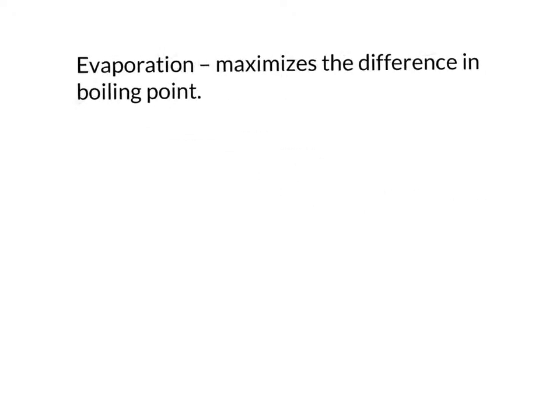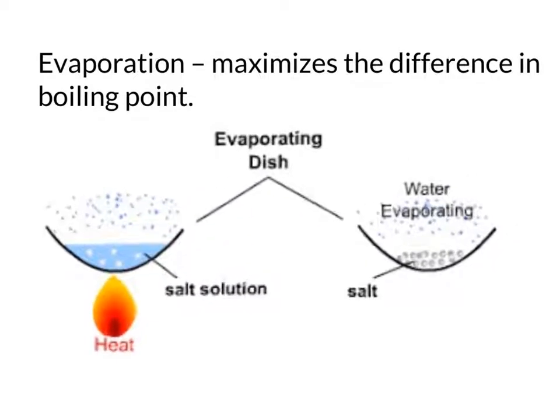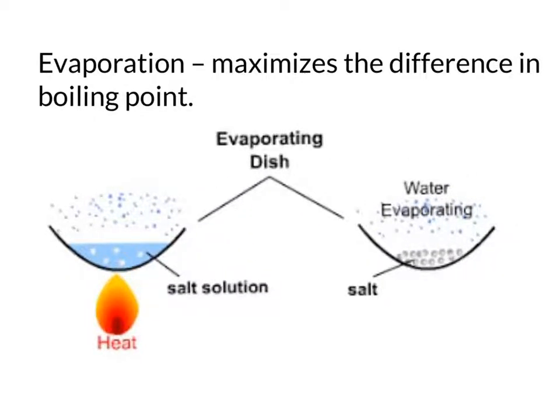Evaporation maximizes the difference in boiling point. Let's have another example. Example is a salt solution. Water has a lower boiling point compared to salt, or sodium chloride. Therefore, water is the first to boil and transform to gas, leaving the salt in the container as the water evaporates, as you could see in the picture.